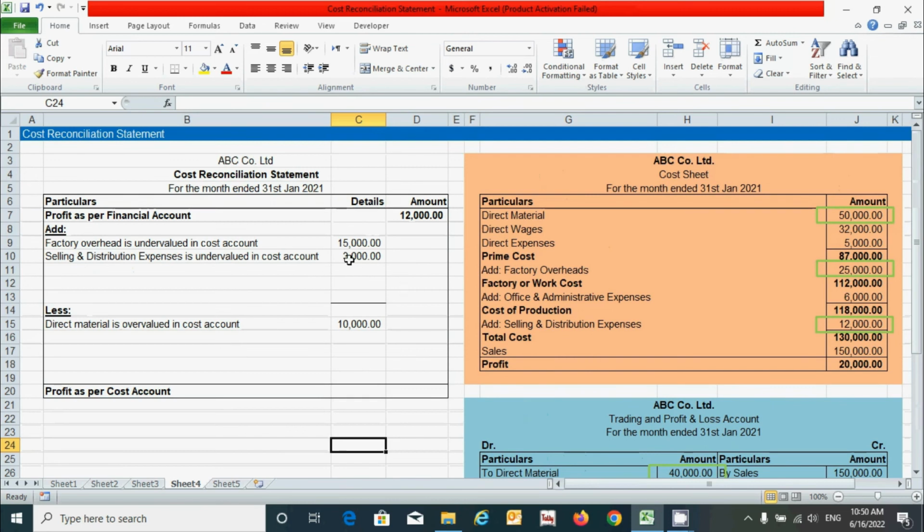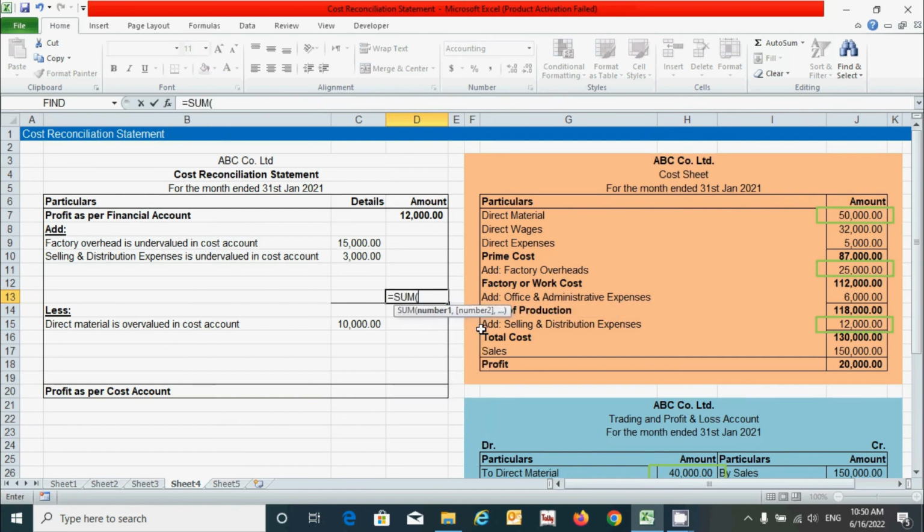Alright, now let's add these transactions to close the add section. So click here and press the equal to sign, type the sum function, select the range from here to here, press the close parenthesis and press the enter key. And now click here, press the equal to sign, write the sum function, press the tab and select the range from here to here and press the close parenthesis. Now before pressing the enter key, let's click here and put the negative sign to show the value in negative form and press the enter key.